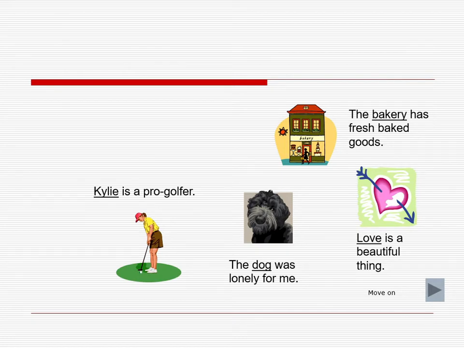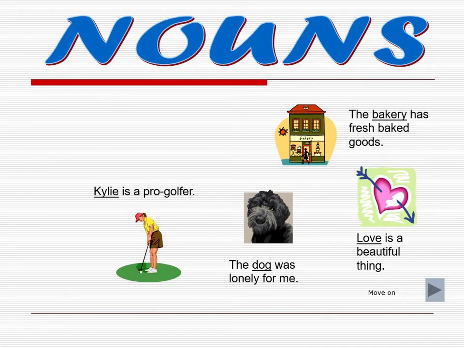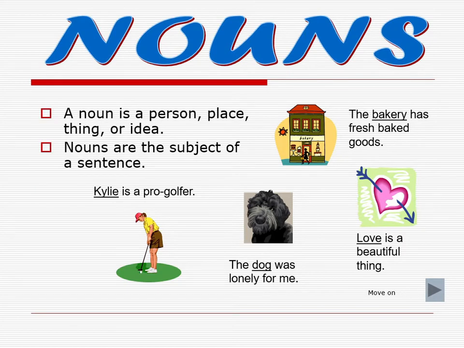So the first is noun. So what is a noun? A noun is a person, place, thing, or an idea. So the noun is the name of any person, place, or thing, or an idea. Nouns are the subject of the sentence.